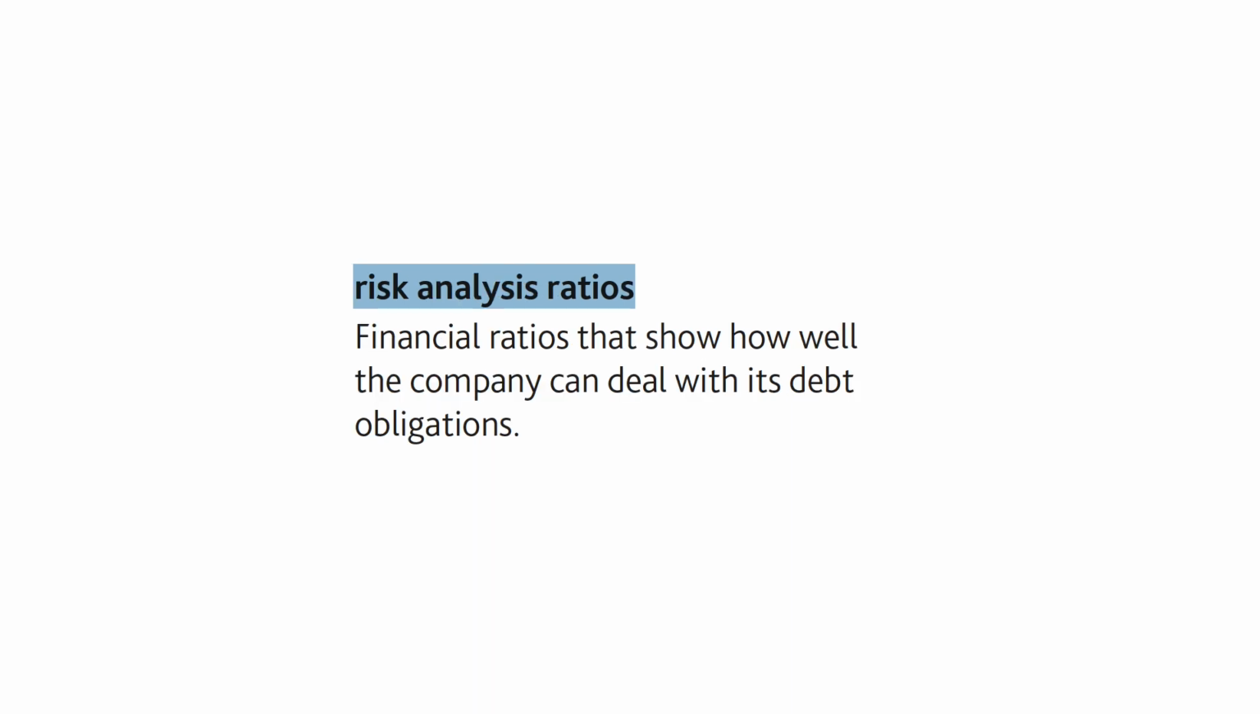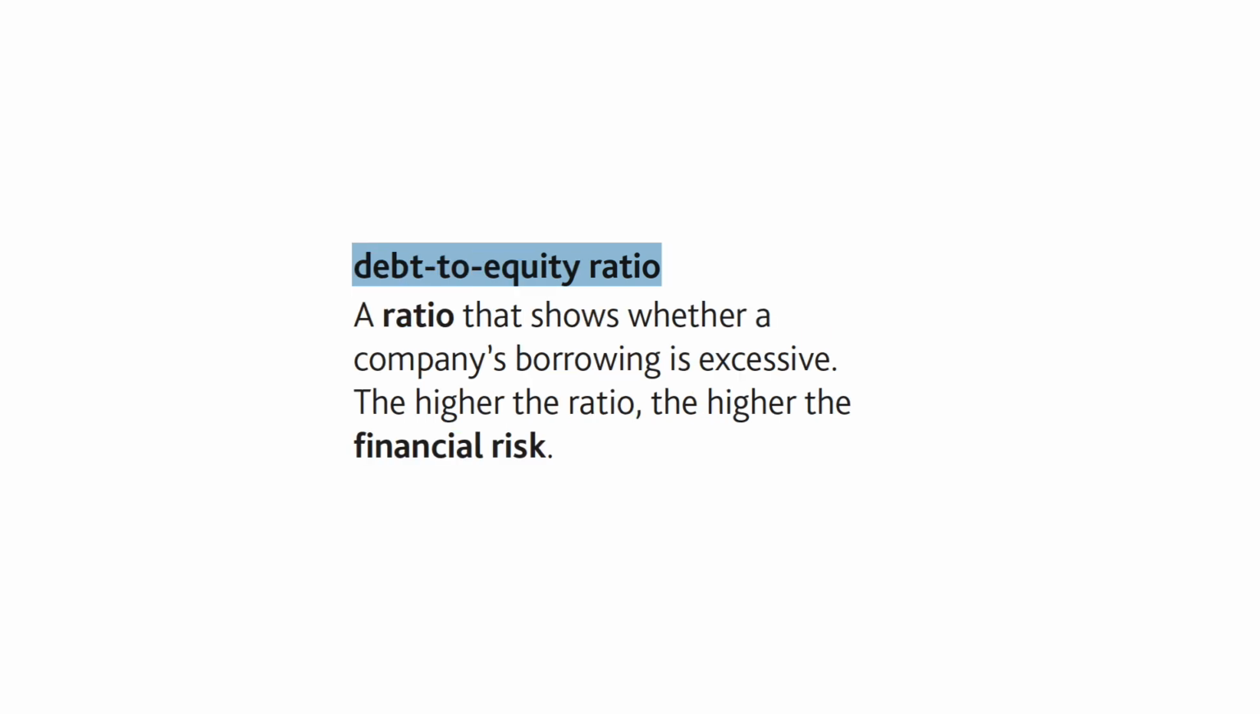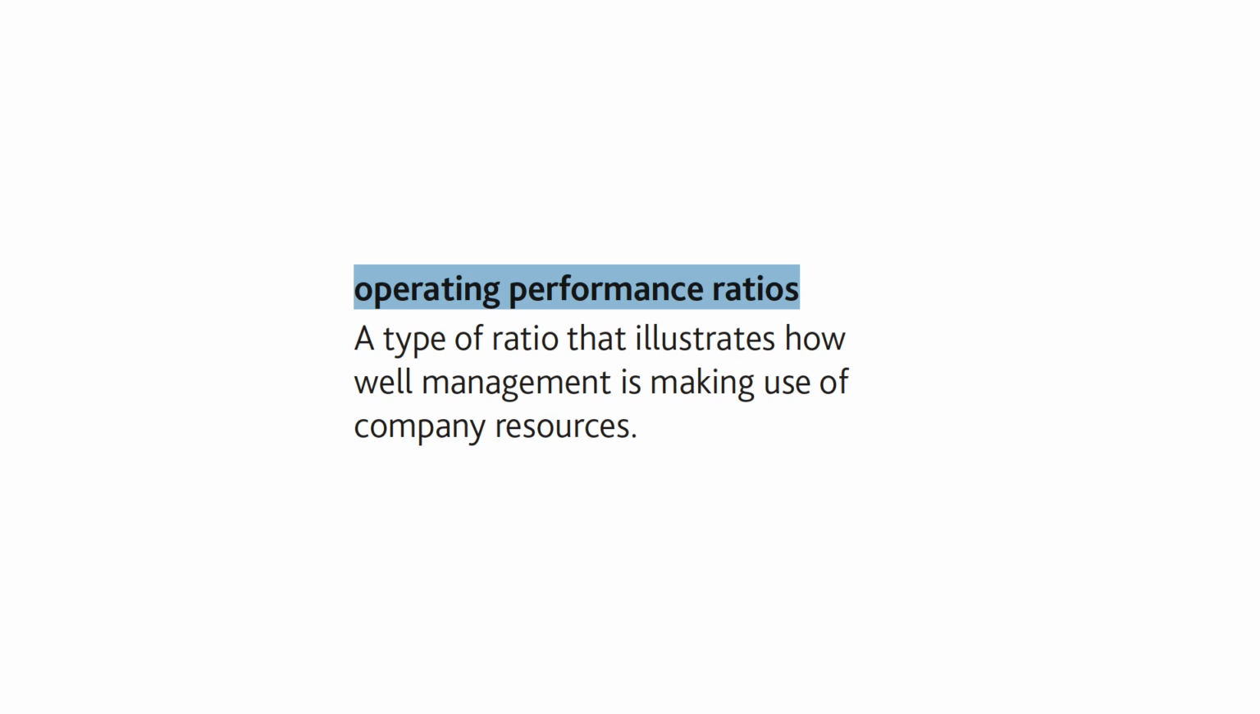Risk analysis ratios. Financial ratios that show how well the company can deal with its debt obligations. Debt to equity ratio. A ratio that shows whether a company's borrowing is excessive. The higher the ratio, the higher the financial risk. Operating performance ratios. A type of ratio that illustrates how well management is making use of company resources.